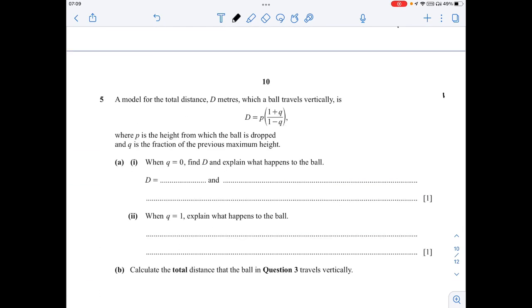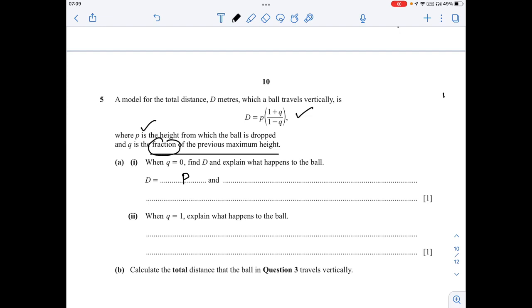Coming to question number 5, a model for the total distance d meters which the ball travels vertically is given by this formula. He is asking where p is the height and q is a fraction of the previous maximum height, when q equals 0. So there is no fraction at all. What is happening when q equals 0? If q equals 0, the ball will not bounce. So the total distance traveled will be p itself only because it is not bouncing. Q is 0 means there is no fraction.